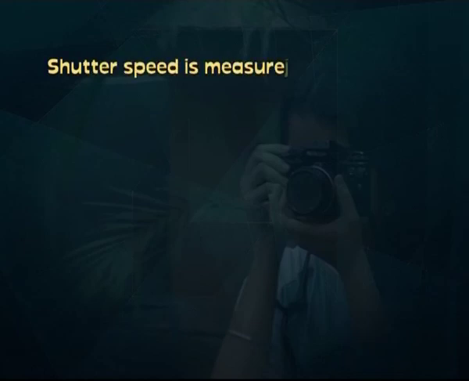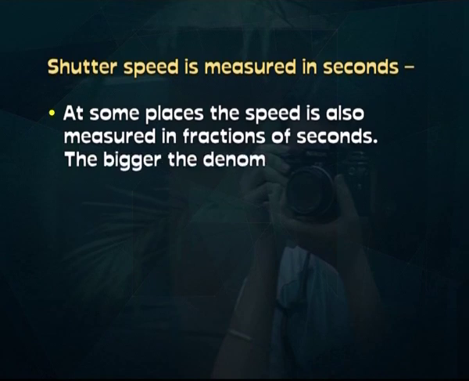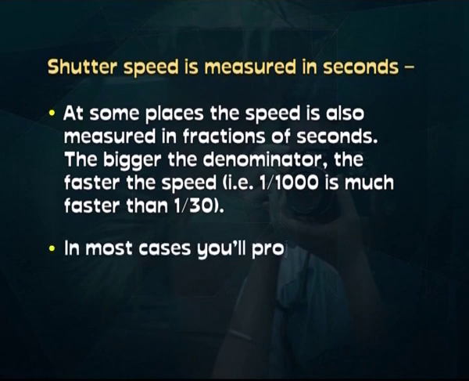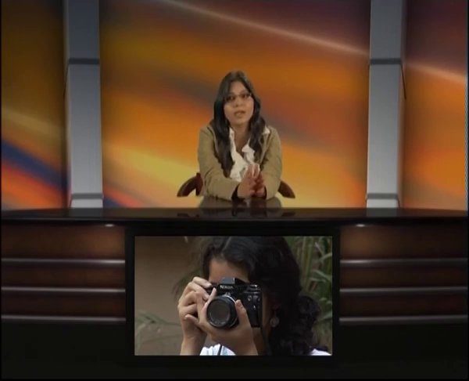Let us understand the features or characteristics of shutter speed in detail. Shutter speed is measured in seconds. At some places, the speed is also measured in fractions of seconds. The bigger the denominator, the faster the speed. That is, 1/1000 is much faster than 1/30. In most cases, you will probably be using a shutter speed of 1/60th of a second or faster. This speed is used a lot simply because anything slower than this is very difficult to use without the camera shaking. If the camera shakes, this invariably would result in blur in your photos.